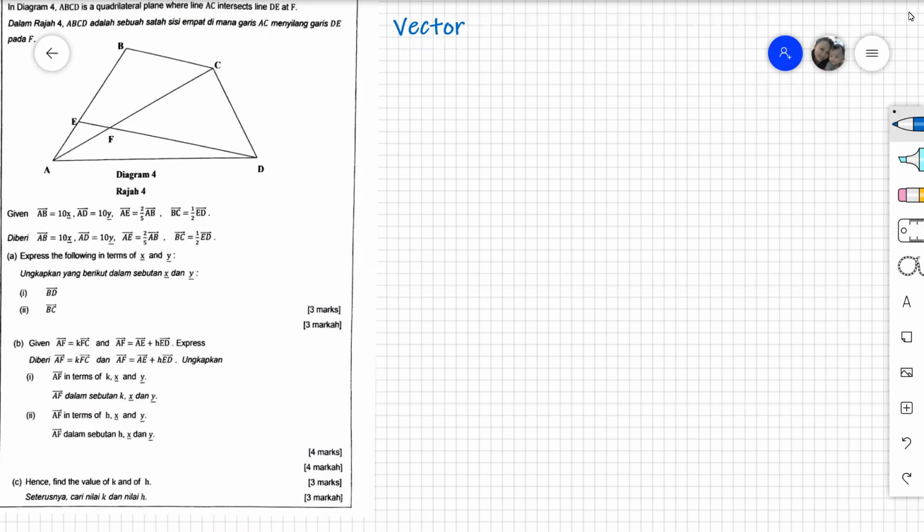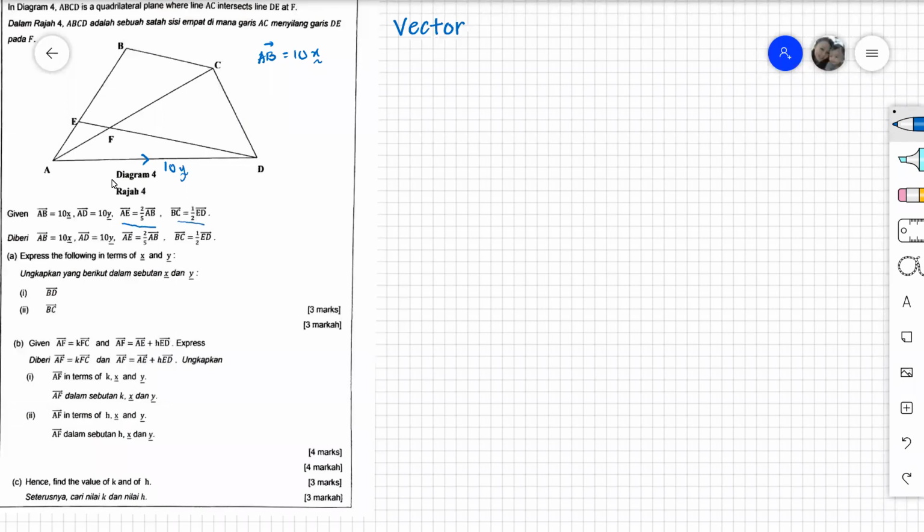In the diagram given, ABCD is a quadrilateral plane whereby line AC intersects line DE at F. And we are given the information that AB is 10x. So let's put it down. AB is 10x, and AD is 10y. And now this is the most important part.